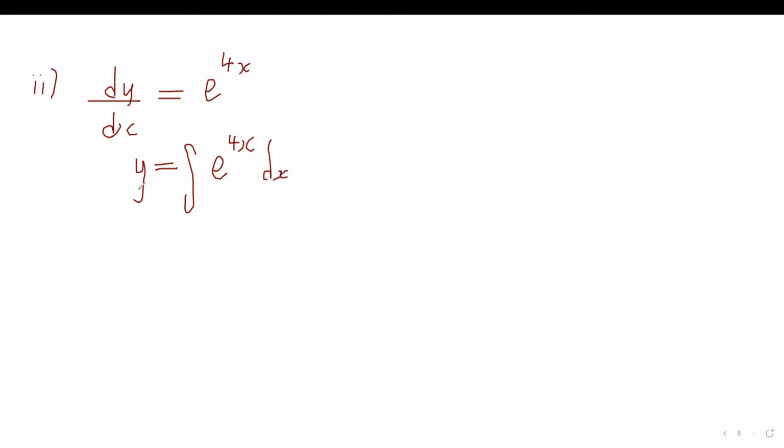Integrate dy by dx, that gives you y. Integrating e to the 4x, we get e to the 4x over 4. And then remember that we add plus a constant k. Are you cool with this? This is y.